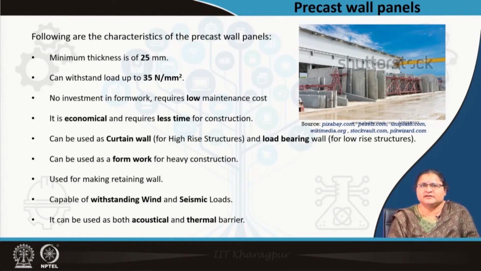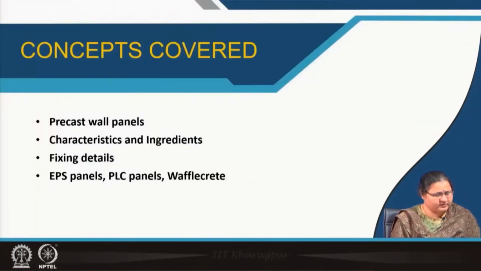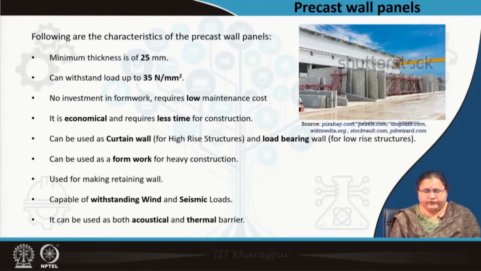These can withstand a load up to 35 Newton per millimeter square, and there is no requirement of form work. It has very little maintenance cost. It is very less labor oriented because these are already made by labor intensive process in a controlled environment. And as I told you, when it is a non-load bearing wall, it is a curtain wall. For high-rise structures, these are preferred.